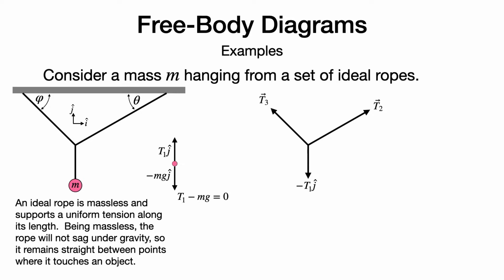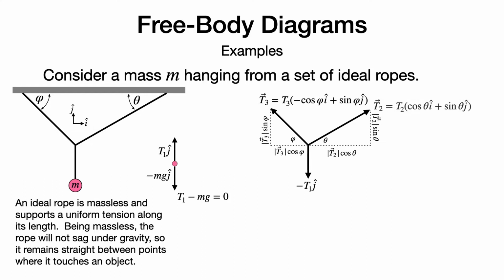There will also be a T2 and a T3, T2 for the rope at the angle on the right, and T3 for the rope at the angle on the left, pulling in those particular directions. Now, we can transfer the angles over to a diagram where we want to decompose these forces into their components. We can easily do that using a little bit of trigonometry, and we can show that T2 and T3 have the given decompositions in terms of components and unit vectors.